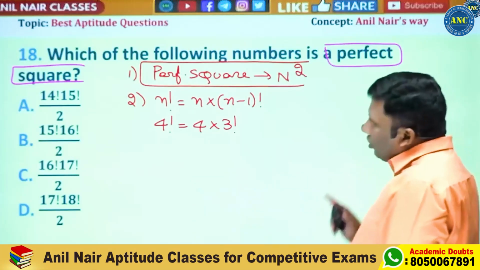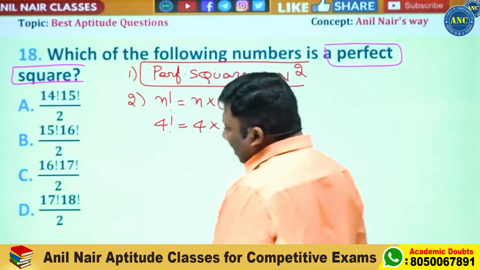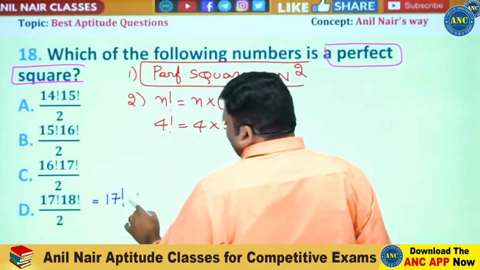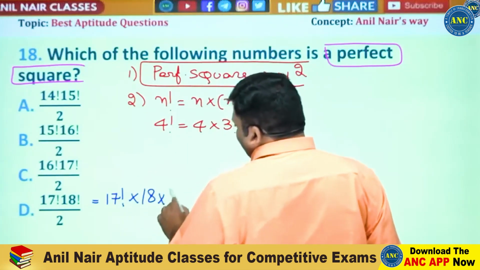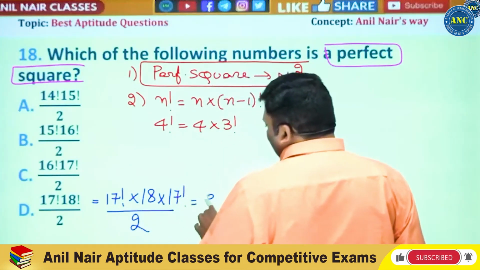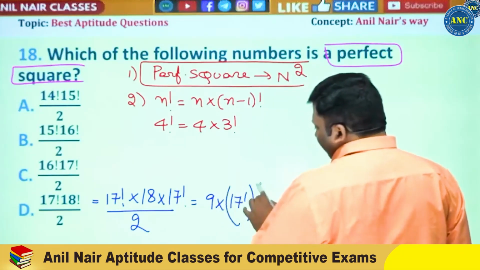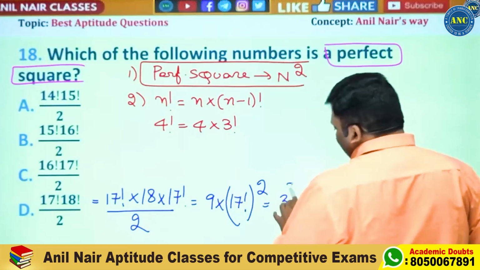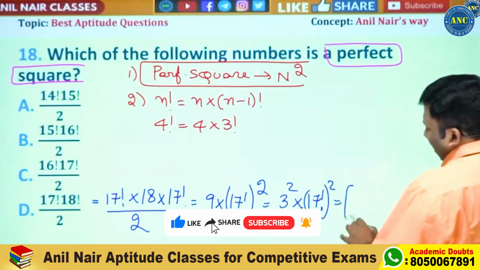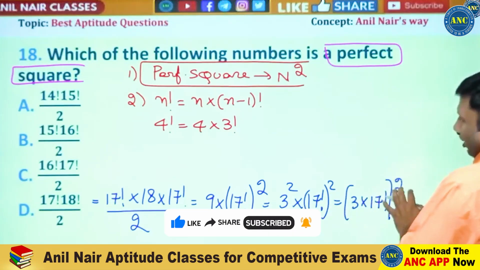First, see here. The question is 14 factorial into 15 factorial. Let us do from the bottom up. 17 factorial into 18 factorial. 18 factorial can be written as 18 into 17 factorial, divided by 2. 18 by 2 is 9. So 9 into 17 factorial whole square. 9 can be written as 3 square. So this is 3 into 17 factorial whole square.